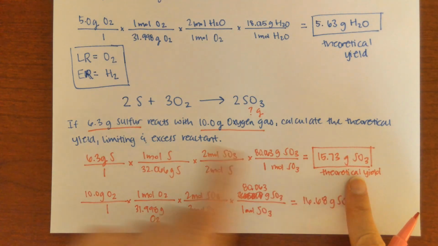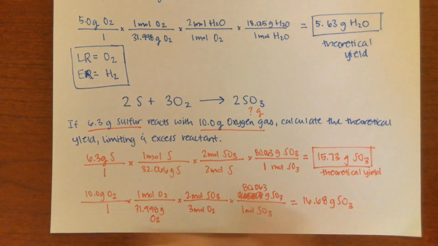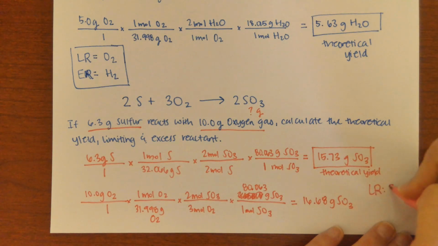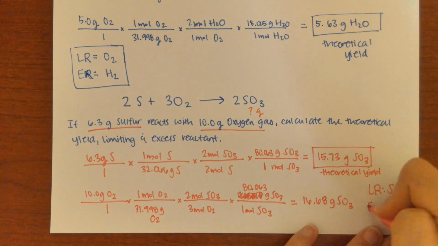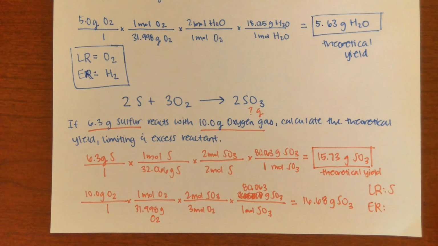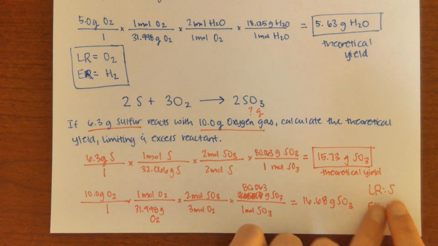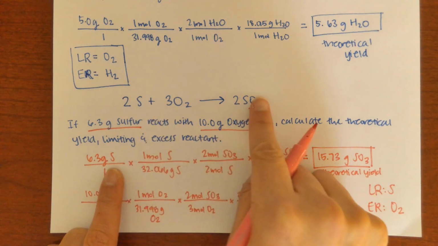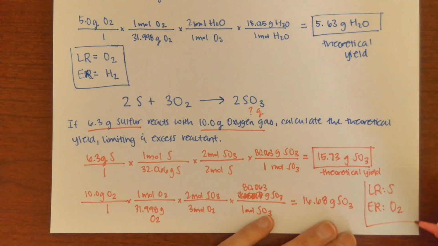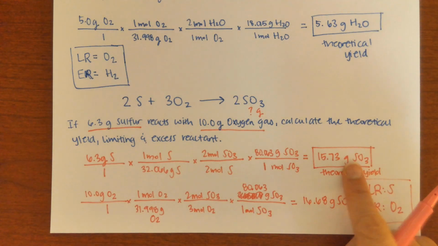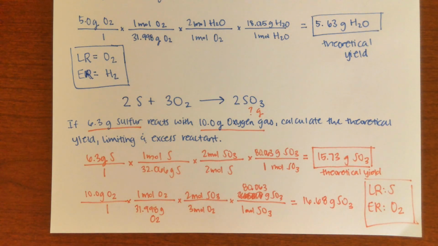Which means that comes from my limiting reactant being sulfur. So my LR is sulfur, and my excess reactant, my ER, is my oxygen gas. So sulfur is the one that's running out in this reaction. And my maximum product to be produced is the 15.73 grams of SO3.